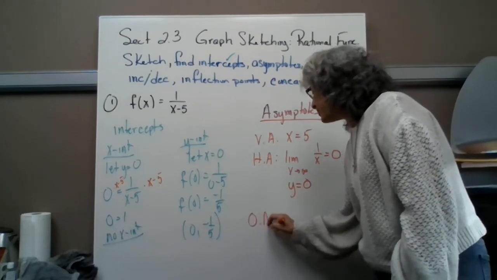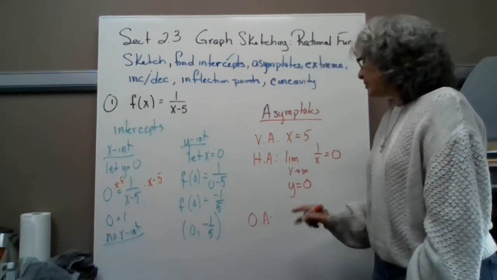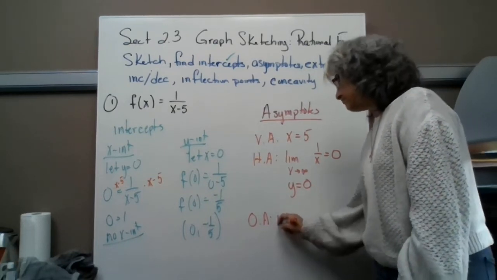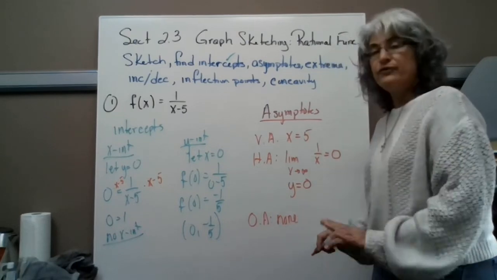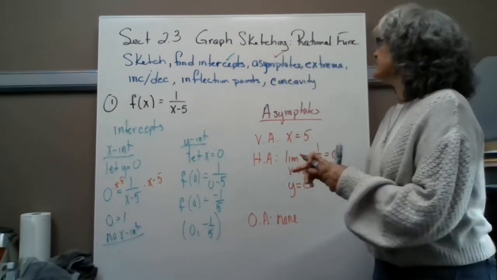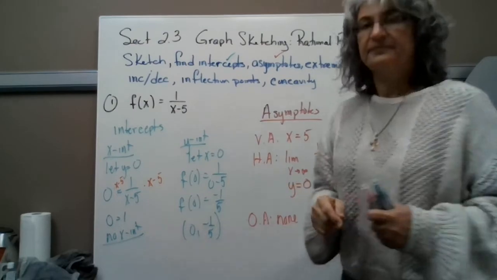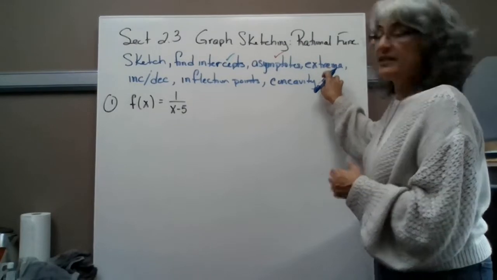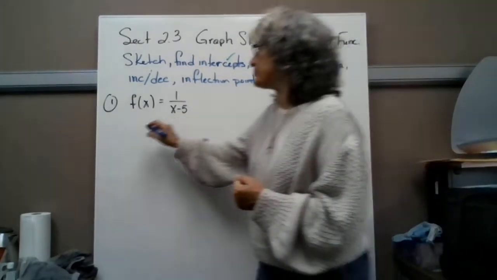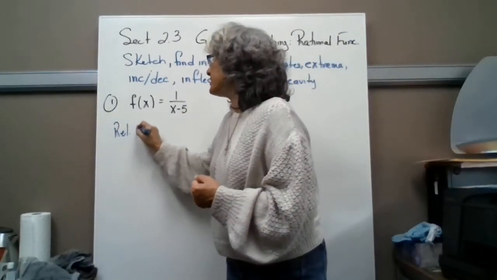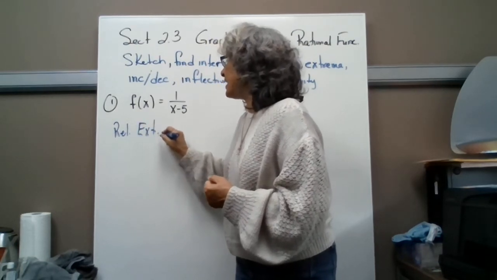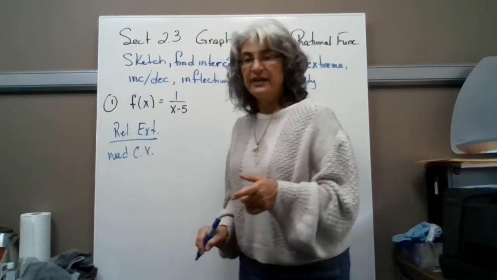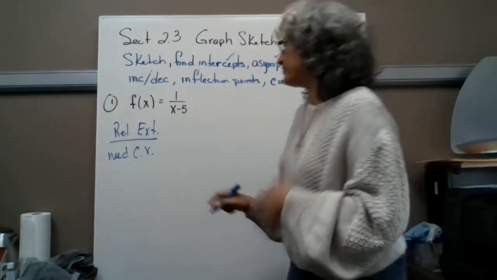So oblique asymptote is next on my list. Now remember, if we have a horizontal asymptote, do we have an oblique asymptote? Nope. So I have no oblique asymptotes. So asymptotes are done. Check. Okay, so next thing on our list is the extrema, relative extrema. So remember, to find the relative extrema, I need to find the critical value. And to find the critical value, I need the first derivative.